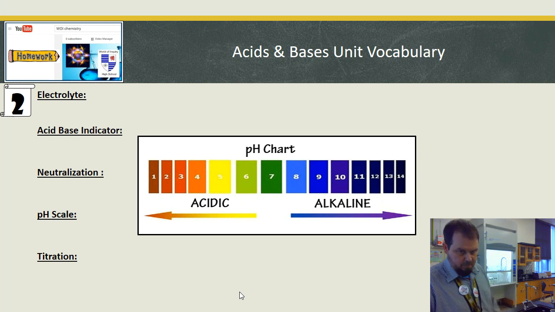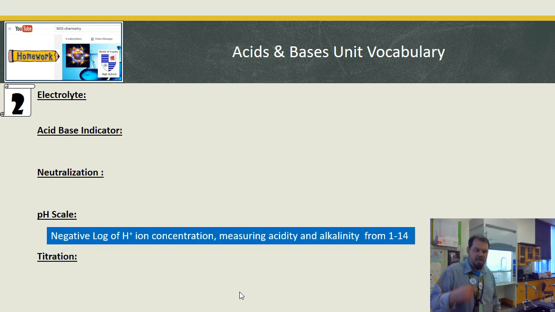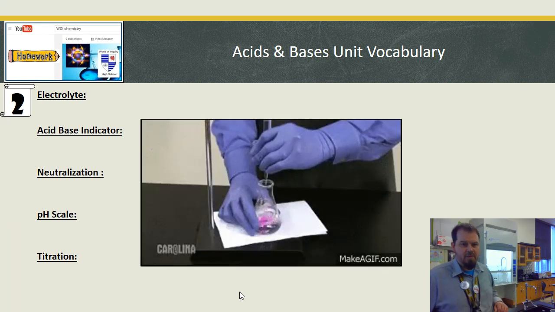pH scale, classic color coding of one of the pH papers. So maybe something you guys used back in Living Environment. This is the negative log of the hydrogen ion concentration. We'll put brackets around that to indicate concentration. Measuring acidity and alkalinity from 1 to 14 is the range. So we'll get some number. Any number lower than 7 is acidic. Any number higher than 7 is basic, and we need to make sure we know that.